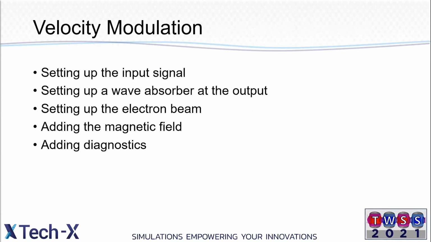And the next thing is to show velocity modulation. So there are several things to be done here. The first thing is we need to have an input signal into the structure. And then we need to set up a wave absorber as the output. So for this type of simulation, whatever goes into it has to exit somehow or be absorbed somehow. And then we need to set up the electron beam. Then we need to add an external magnetic field. And the last thing is to add some diagnostics of the quantities we want to see.